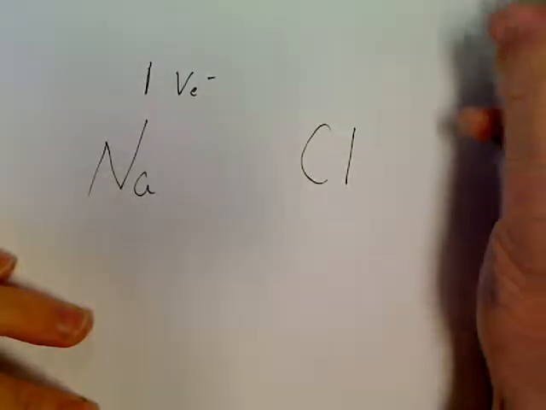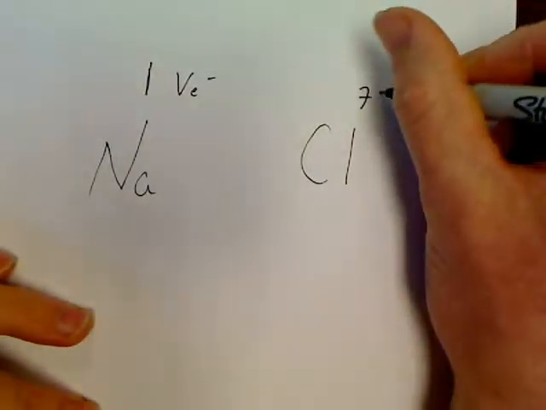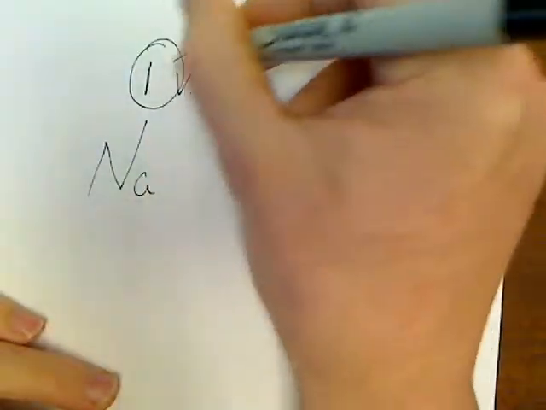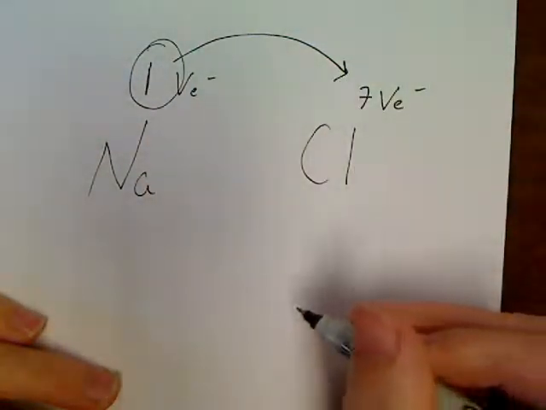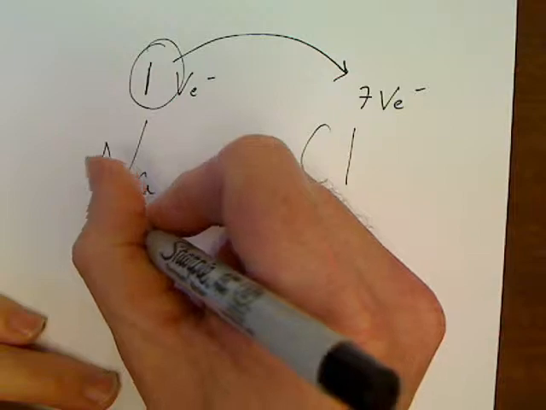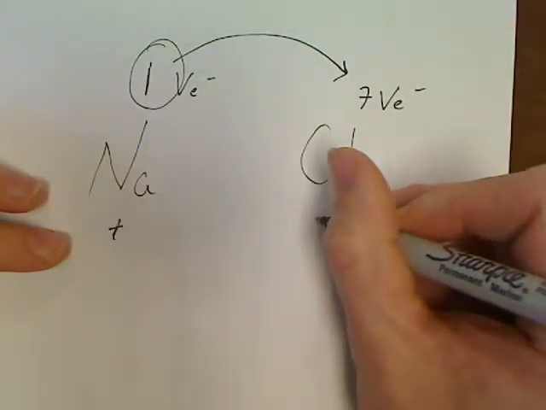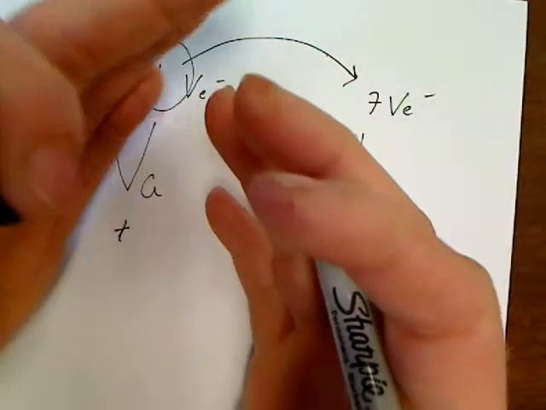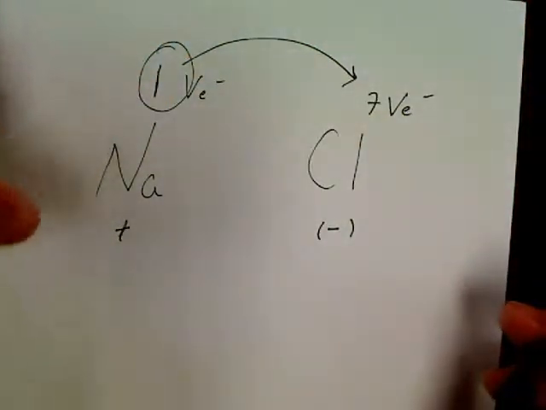So like chlorine, on the other hand, chlorine has 7 valence electrons already. So what happens, sodium gives away that one electron and becomes positive. Chlorine gains that one electron. Chlorine picks up that negative charge, then you have your case of opposites attract. Now that is ionic bonding.